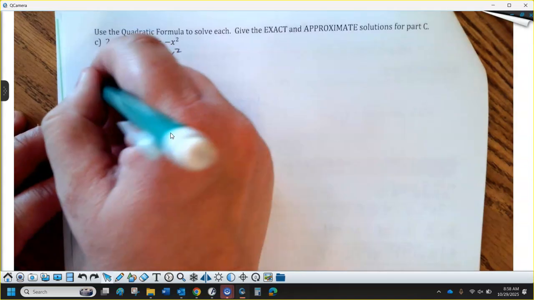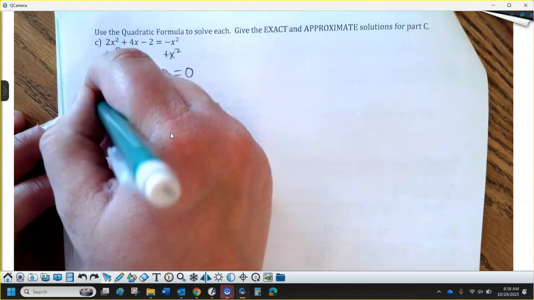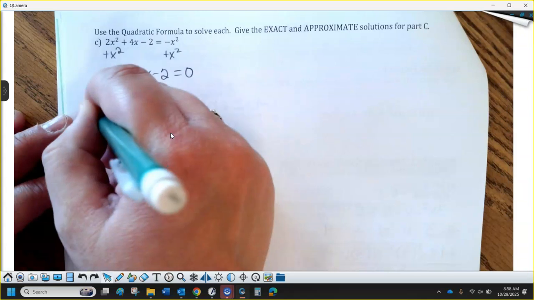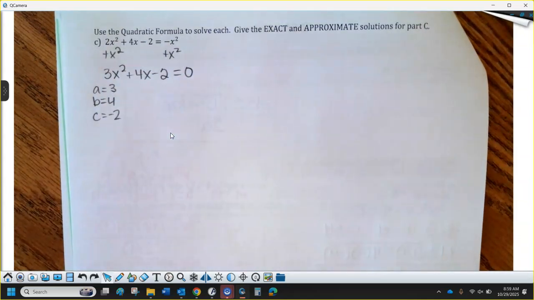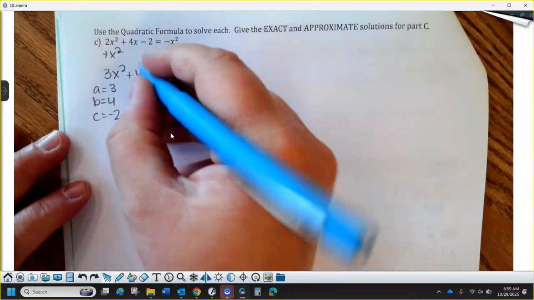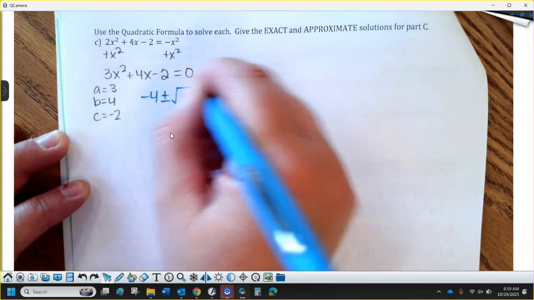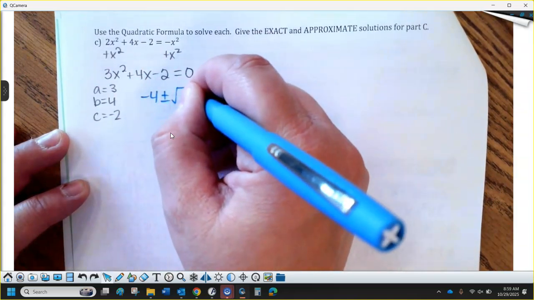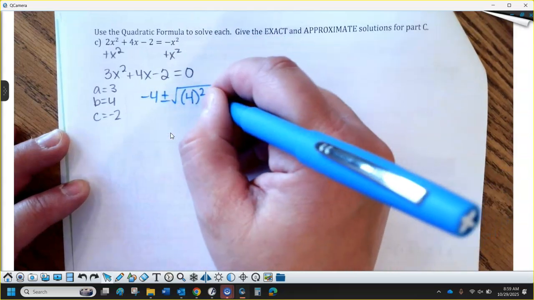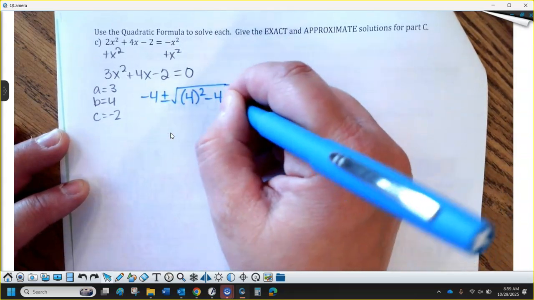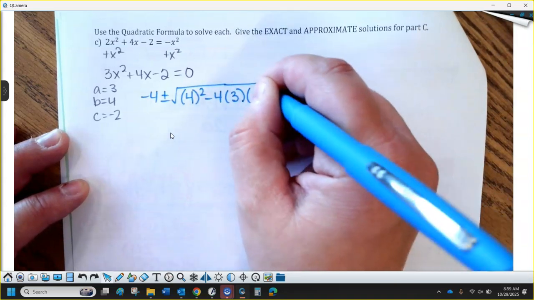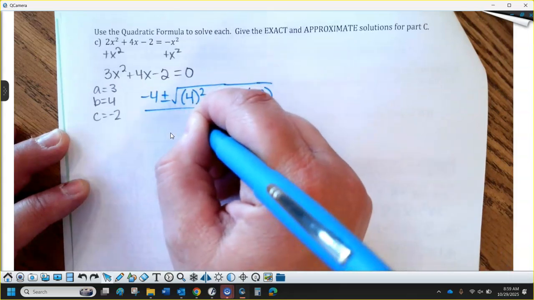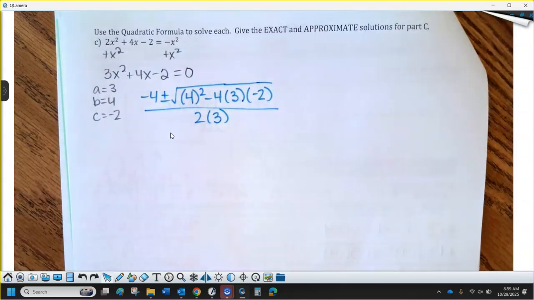Okay, now my a value is 3, my b value is 4, and my c value is -2, to plug into the lovely quadratic formula. So I'm going to do opposite of b, which would be -4 plus or minus square root. It's the same thing we did on the front. It's b squared, so 4 squared, minus 4 times the a value, which is 3 here, times the c value, which is -2 here, everybody over 2a, so 2 times 3.